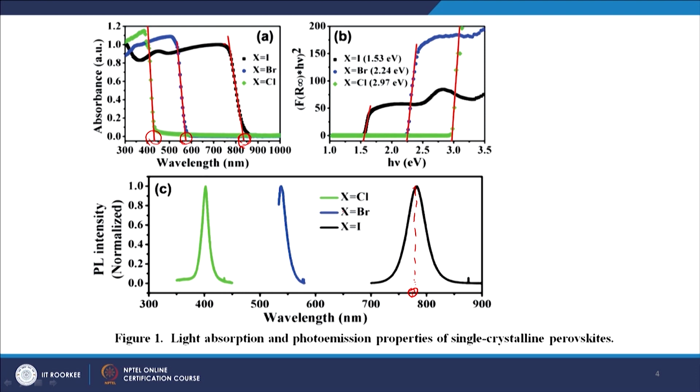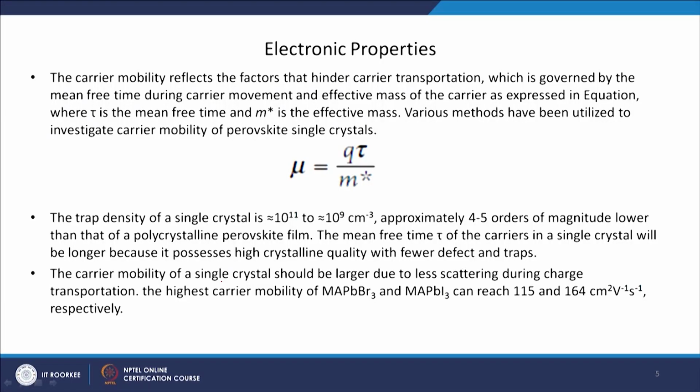Similarly, for bromine, in this curve you can see the photoluminescence peak appears somewhere around here, and for the case of chlorine, if I drop a perpendicular, it is happening somewhere around here. So, these two plots are showing the absorption and photoluminescence properties of a perovskite single crystal when we vary the anionic position, that means when we change the iodine to chlorine to bromine. Now, what about the electronic properties?